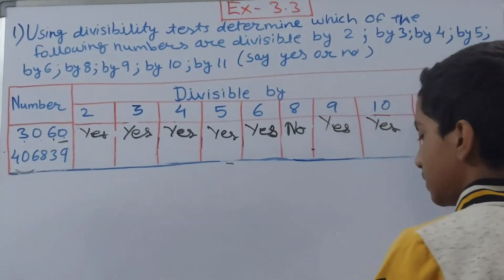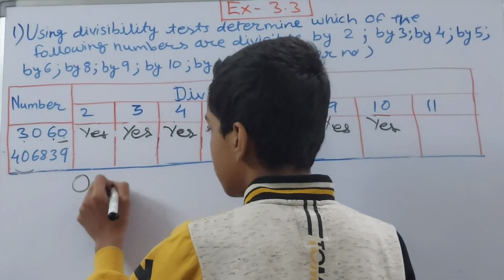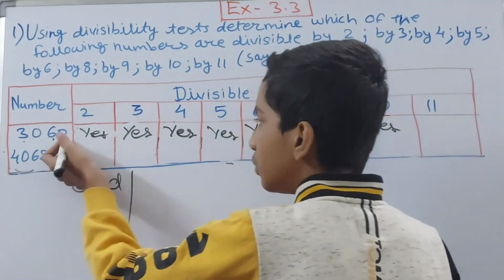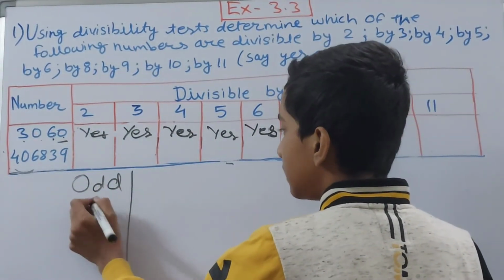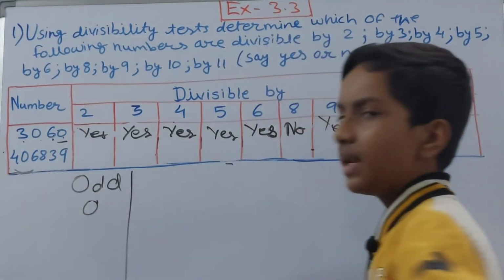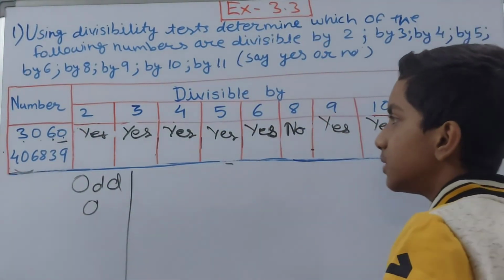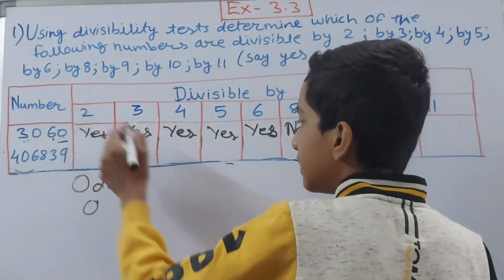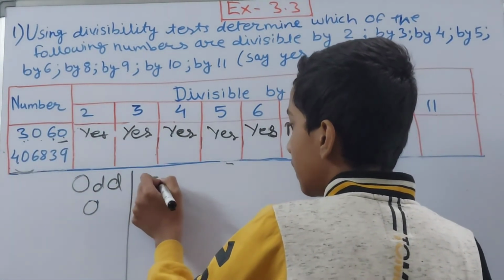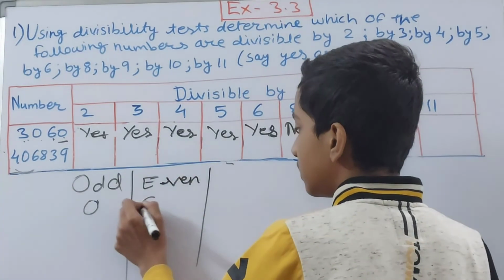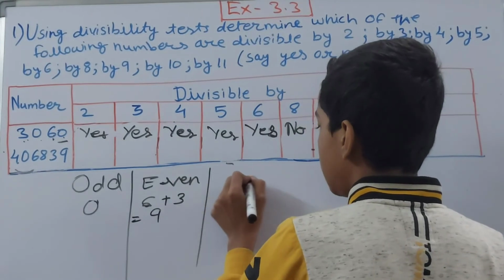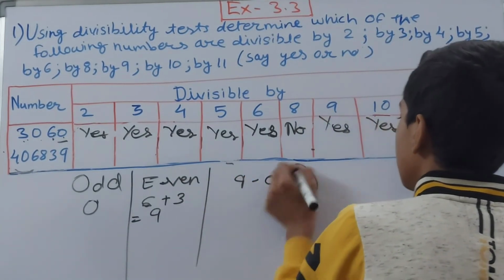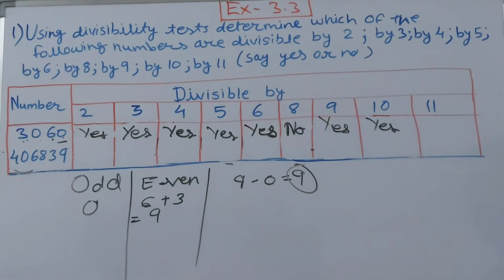Now we will see for 11. For 11, if you see at the odd places, we have what? 0. You can get rid of the 0 and 0 once again, because both of these 0 will add up to 0 only. Then you will add this and this at the even place, 6 and 3. So 6 plus 3 is going to be 9. So 9 minus 0 will be 9. 9 is not a multiple of 11, so this number is not divisible by 11.